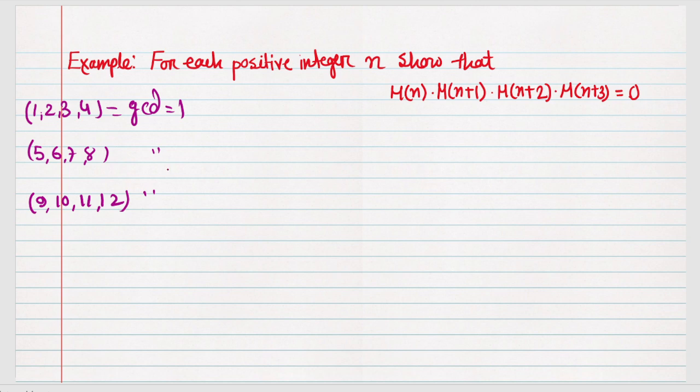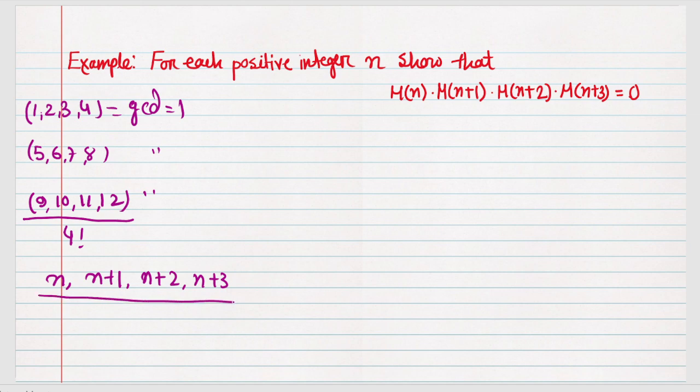In another case, if we take 4 consecutive integers, or from any positive numbers, then their product must be divisible by 4 factorial. Or we can say that if n plus 1, n plus 2, n plus 3 are consecutive integers, where n is an integer and this is a list of consecutive numbers, then it must be divisible by a number.